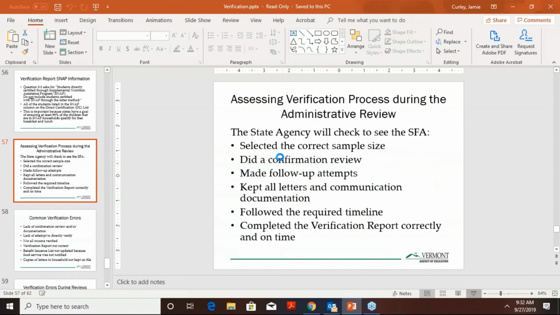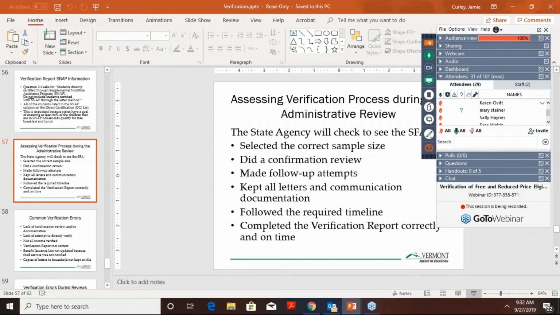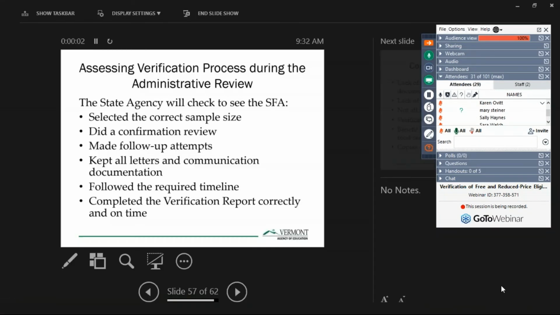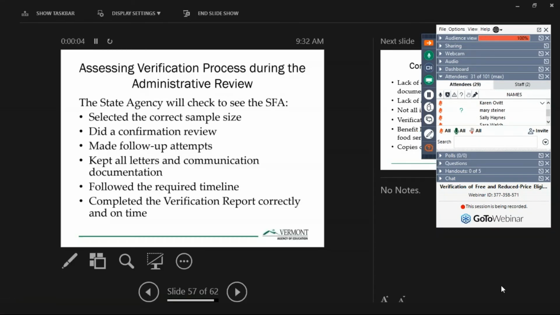Okay, so as I mentioned, when we go out and do an administrative review, we're going to be assessing the verification process. We'll look to see that you established a correct sample pool and pulled a correct sample size, that you did that confirmation review and that there's the appropriate documentation of it, that you made your follow-up attempts to the household, you kept all your letters in your documentation, you followed the appropriate timeline, and that you completed the verification report correctly and on time.